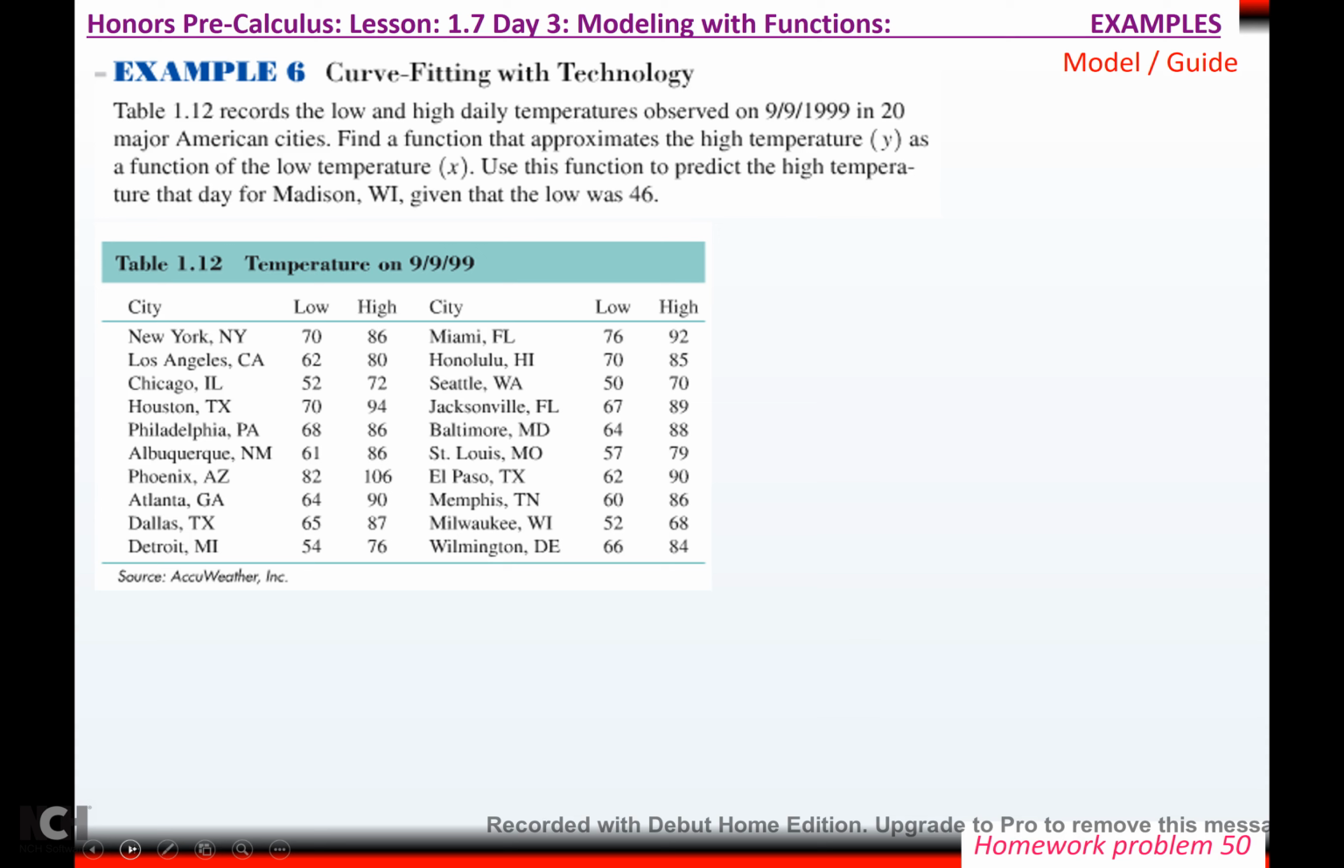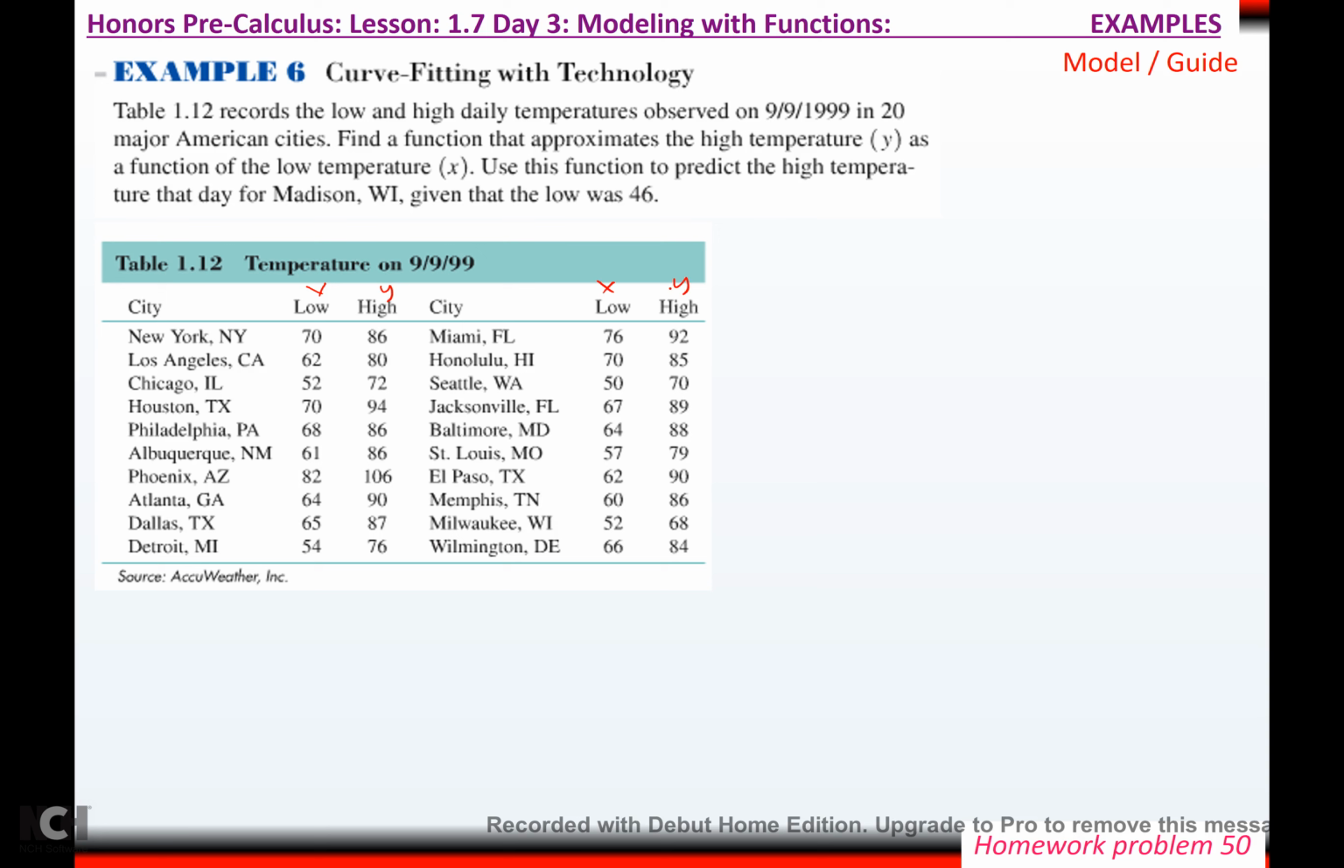So on this one, it says it records the low and high daily temperatures observed on 9/9/1999 in 20 major American cities. Find a function that approximates the high temperature as a function of the low temperature. Use this function to predict the high temperature that day for Madison, Wisconsin, given that the low was 46. So we're comparing lows to highs, yes? And they're telling me that the high temperature is my y's and the low temperature is my x's.